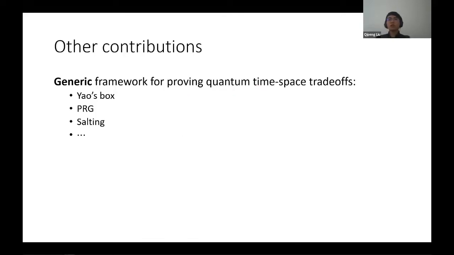While improving the lower bound of function inversion, we also provide a generic framework for proving quantum time-space trade-offs and use it to solve the following problems, including Yao's box, PRG, and sorting.